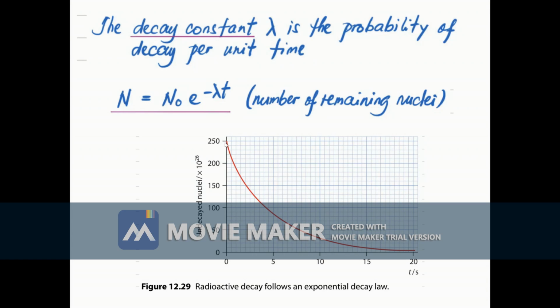We can see that at time 0, we have 250 undecayed nuclei. If we substitute values into this formula, N equals N0 at t equals 0, which is pretty logical, so the initial number of nuclei is 250. However, as time passes, this number will decrease exponentially. This is called the exponential decay law.